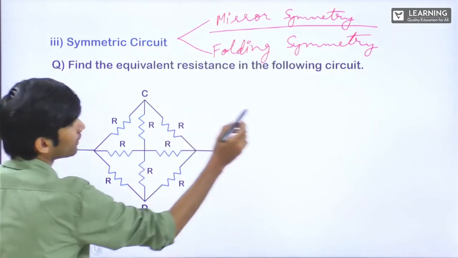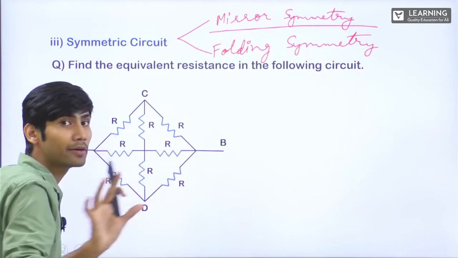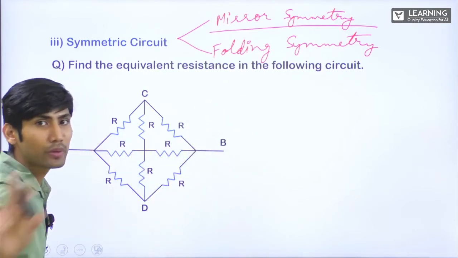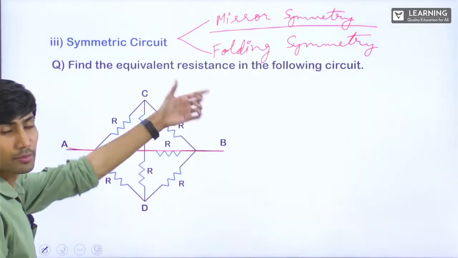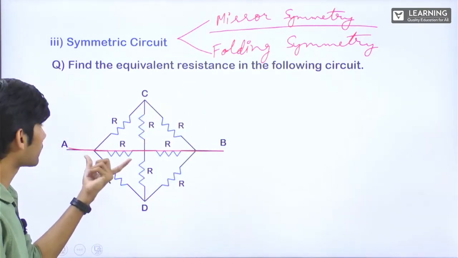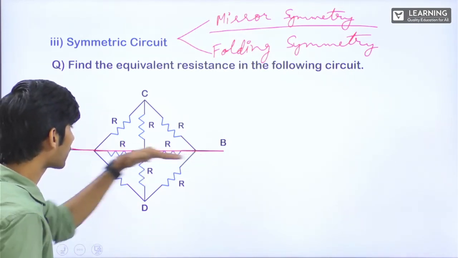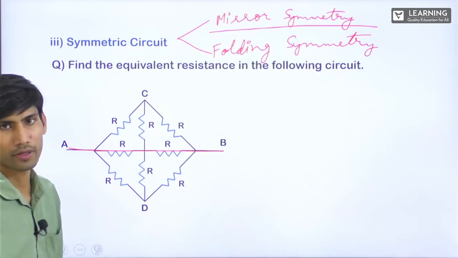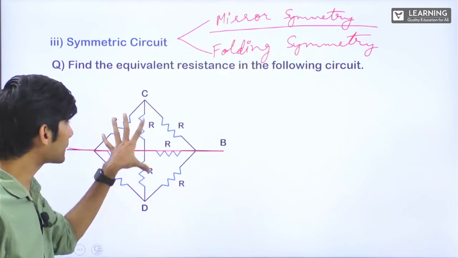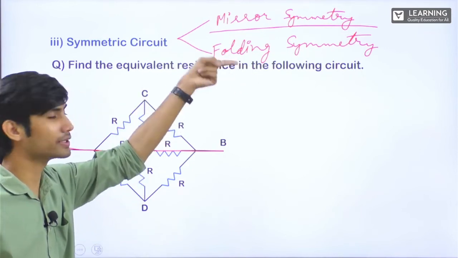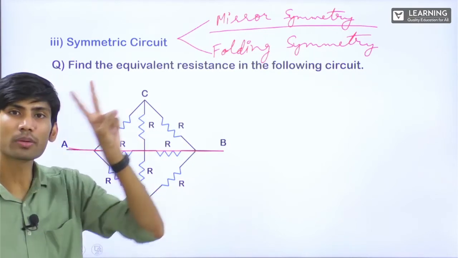Always understand. Now, in this following circuit, we have to find the equivalent resistance between A and B. It's not written, but between A and B. Between the terminals which are given, I have to find the equivalent resistance. I cannot put a mirror along this line. For that, I will use folding symmetry. In this particular question, both the symmetries can be used. You will get the same answer. I'll solve these questions using both.